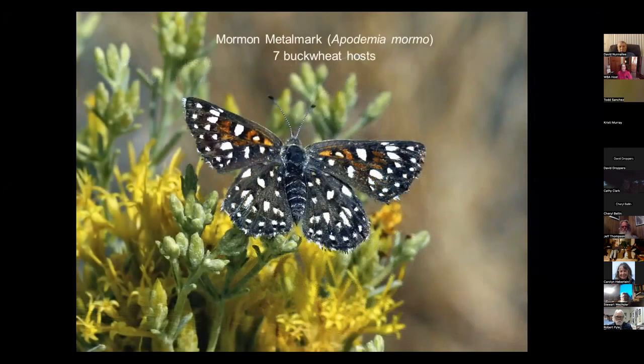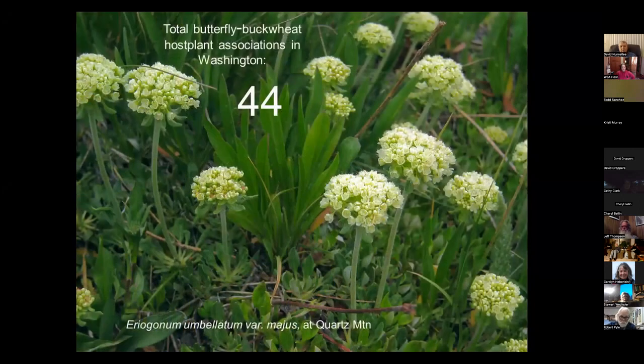And the Mormon metalmark, which I'm including as an honorary lycaenid, although it's actually not, uses 7 buckwheat hosts. That's a total of 44 buckwheat hosts here in Washington. So there are a lot of lycaenid butterflies which depend a great deal on buckwheats.